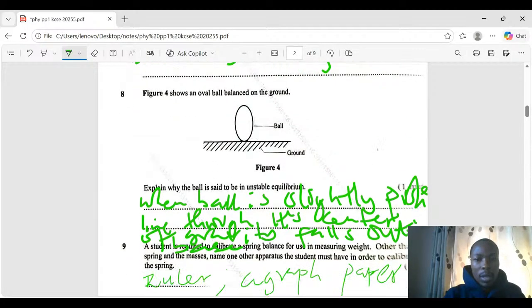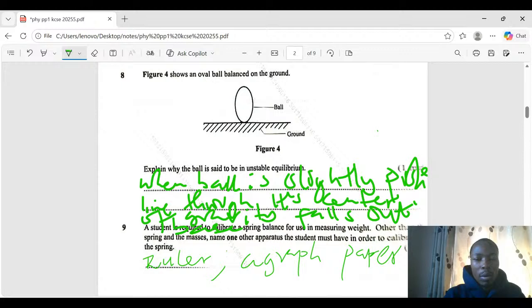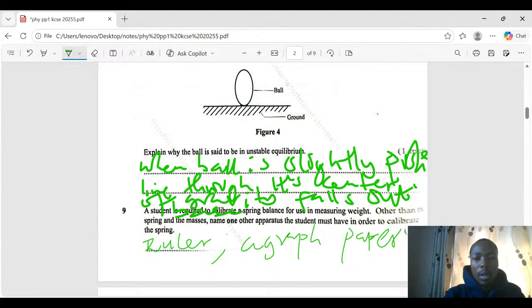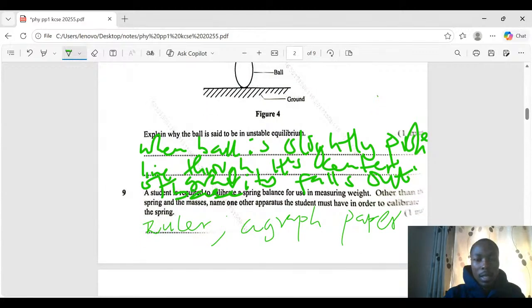Question 8: why do you think the ball is said to be in an unstable equilibrium? It is because when you push the ball slightly, the line where there is a center of gravity becomes unstable, and therefore the center of gravity changes, and you see the ball falling out. That's why it is unstable.